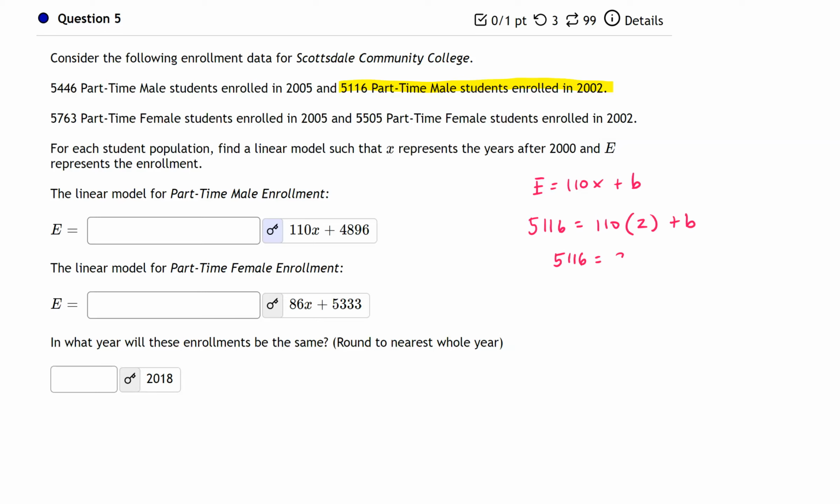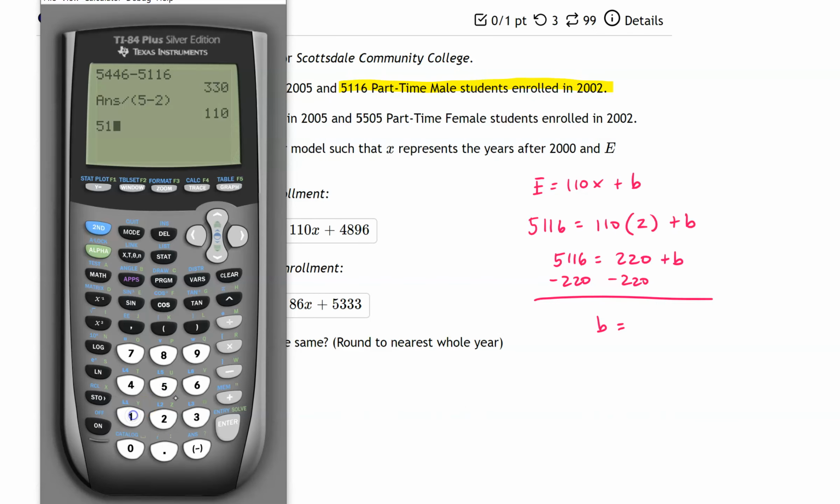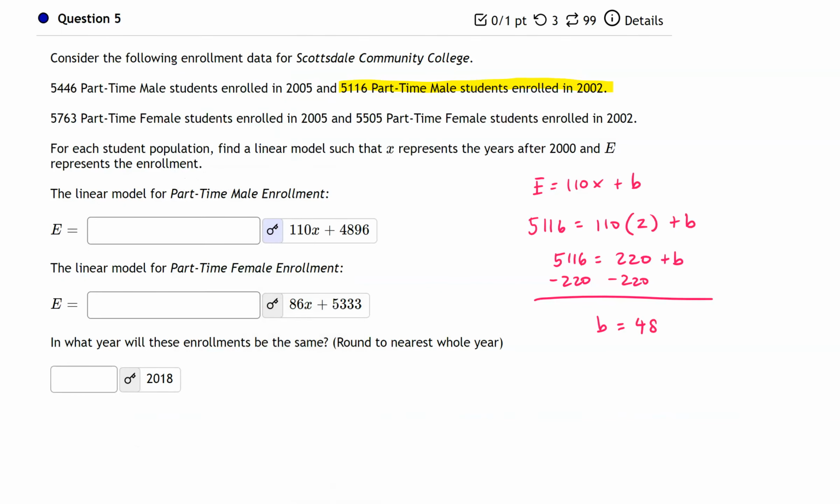So if I simplify this, now I'm going to subtract 220 from both sides and we end up getting b equals, oops, that's not right. 4,896. Okay, so that's our b value. So that's where this is coming from here. So notice that this matches with that value there.